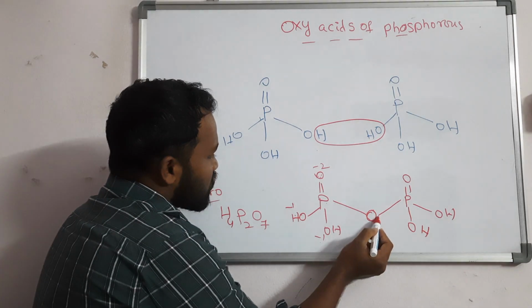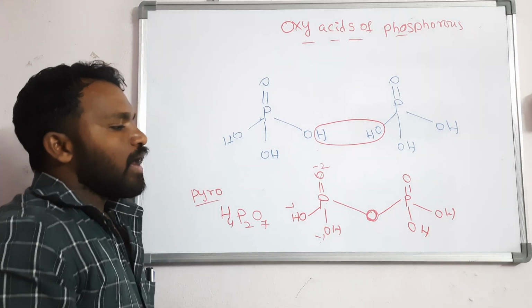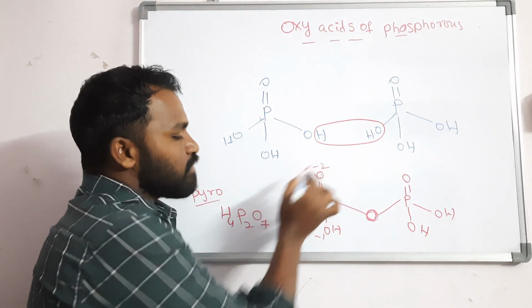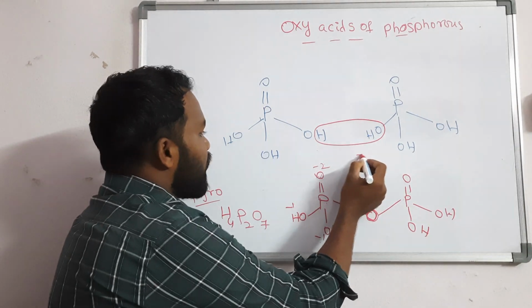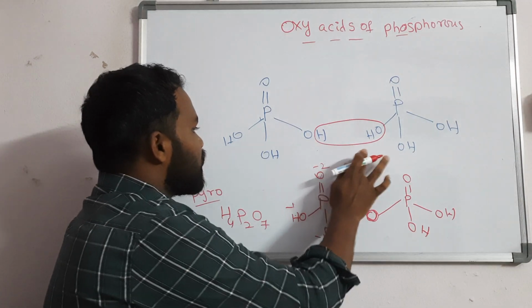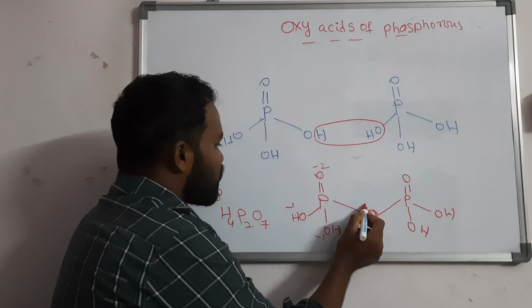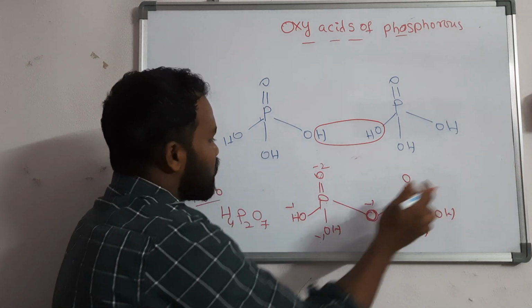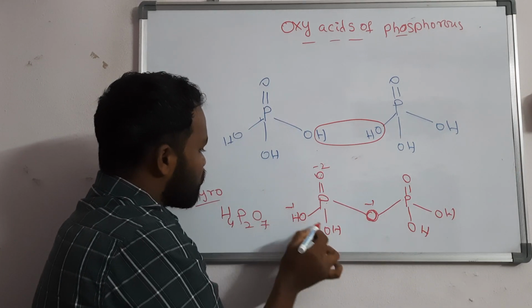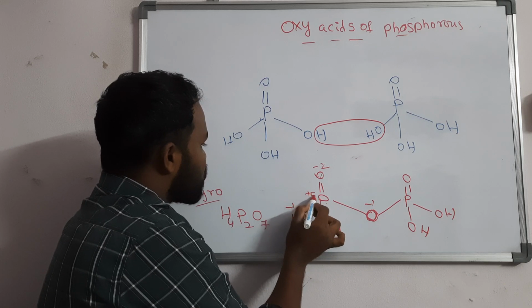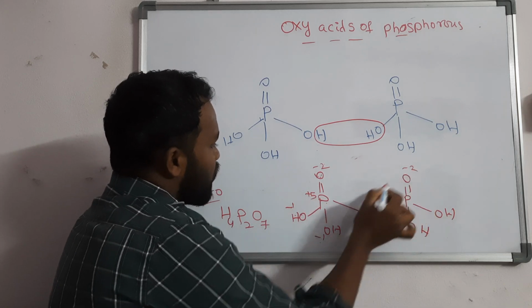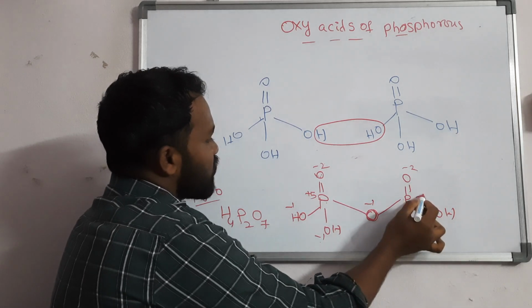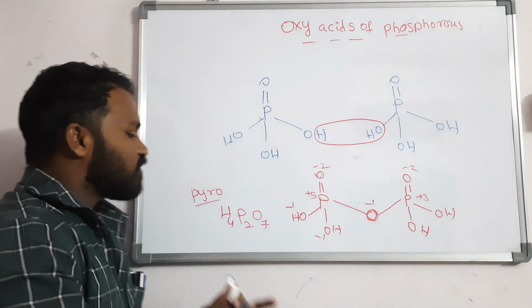What is the oxidation state of oxygen? Oxygen with a double bond means -2. With only a single bond, -2 gets shared in 2 halves; you should divide -2 equally. You will get -1 here, -1 here. So -2, -1, -1, -1. The total is +5 here. Same: -2, -1, -1, -1, +5 here. I will explain one by one.